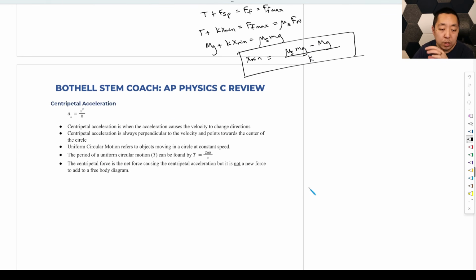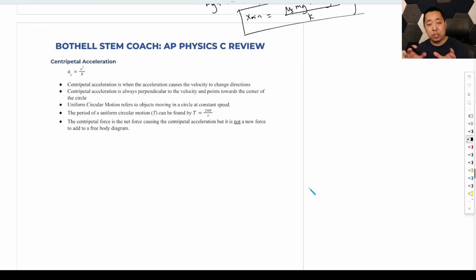Okay. Centripetal acceleration. Let's talk about circular motion, gravity a little bit. Centripetal acceleration is whenever the velocity changes directions. Our process doesn't change. Free body diagram doesn't change, nothing like that. The only thing that's different is we have a centripetal acceleration formula that's directed towards the center of the circle. So if something's moving in a circular path, we have that acceleration to keep in mind.